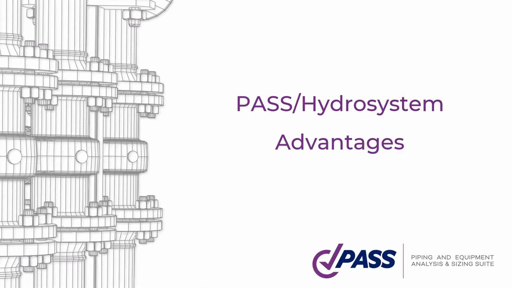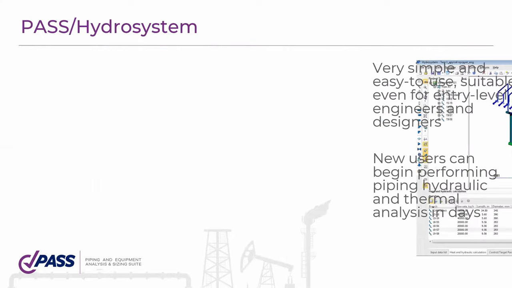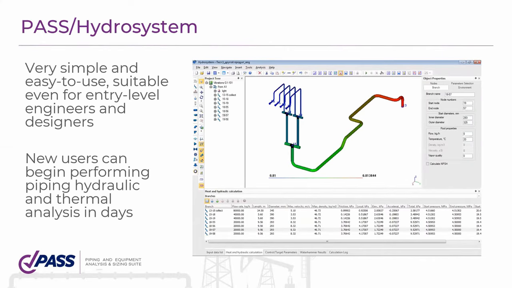And HYDROSYSTEM has a lot of advantages. Let's talk about the most important of them. First, one of the major important advantages of HYDROSYSTEM is the fact that HYDROSYSTEM is very easy to use. It's one of the simplest programs for fluid flow analysis in pipelines. Even entry-level engineers and designers can work with that program.